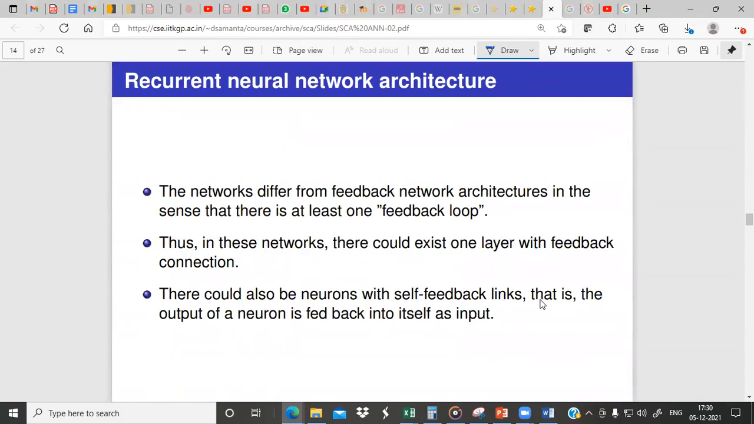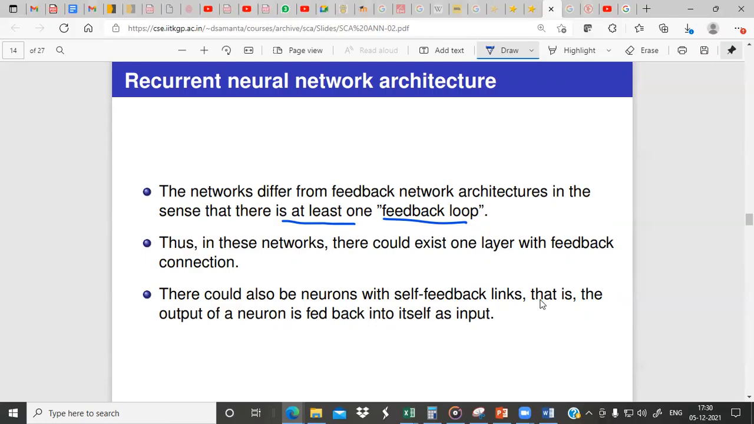Next, let us talk about the recurrent neural network. So far, whatever neural networks we have discussed have no branches and no feedback. In a recurrent neural network, we have feedback loops. The networks differ from feedforward network architectures in the sense that there is at least one feedback.